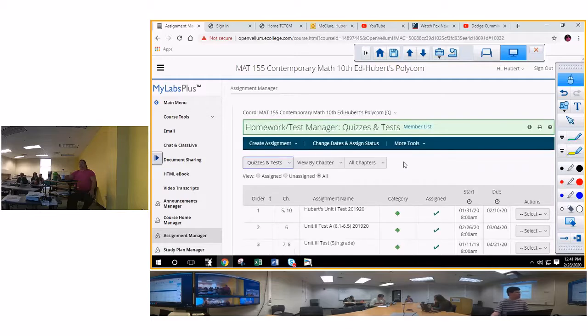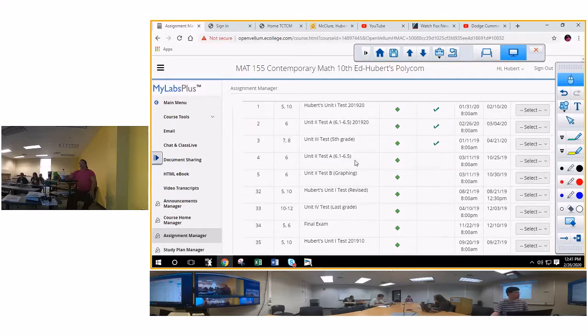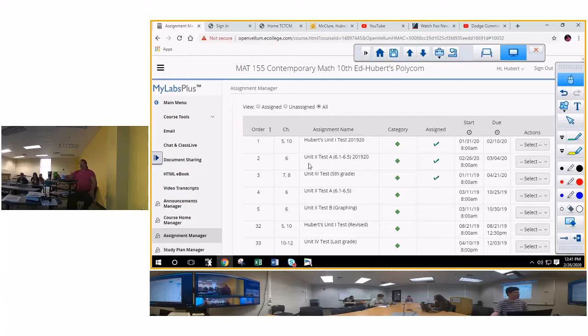Now this y'all can't do this, but there it is, right there. Look there. Unit 2, Test A, 6.1 through 6.5. Okay, and it's due on the 4th. Isn't it amazing what MyLabs Plus tells you, and you don't have to ask the teacher? Isn't that amazing?